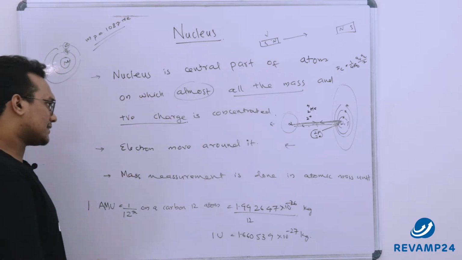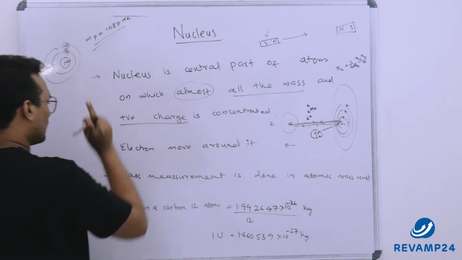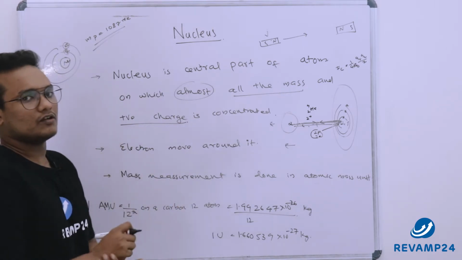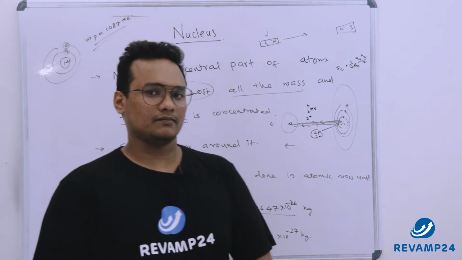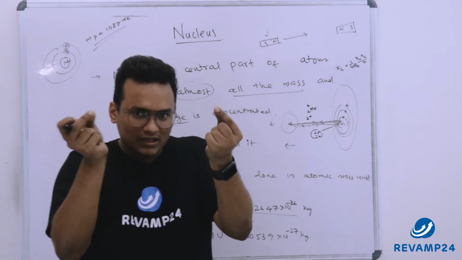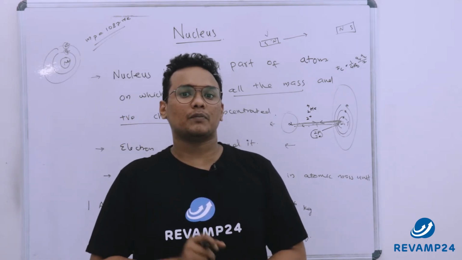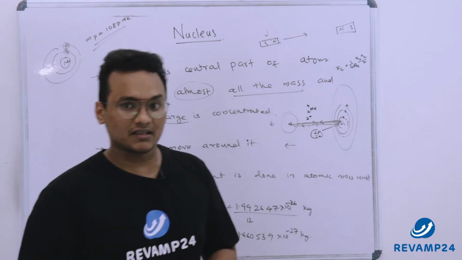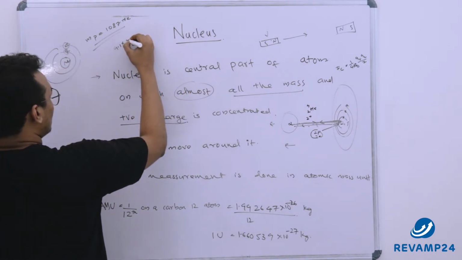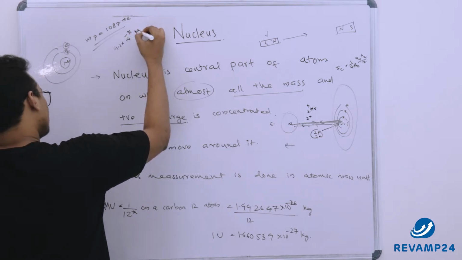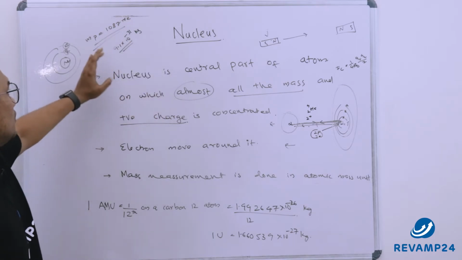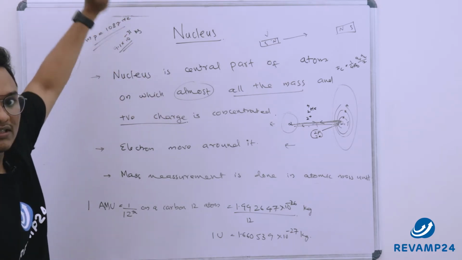Next thing is electrons move around the nucleus, which we already know. Next thing is very important. How can we measure the mass of an atom? Can it be measured in kilograms? No, because the nucleus is such a small particle that it cannot be conveniently measured in kilograms. We already know the mass of an electron is 9.1 into 10 power minus 31 kilogram. So always this value would be a complicated value, 10 power minus 31, minus 27, minus 28.